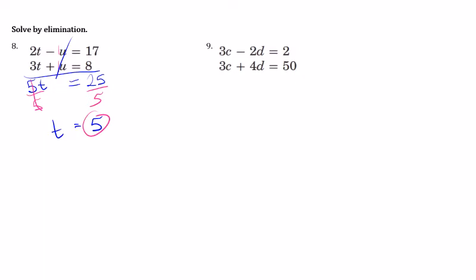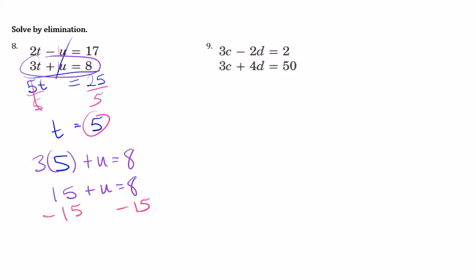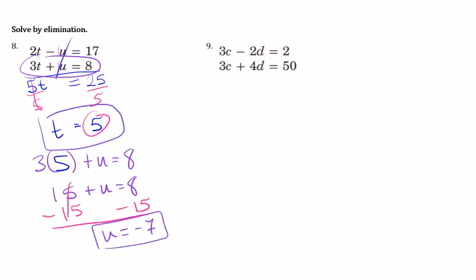I'm going to rewrite this second equation, 3t plus u, leaving space to put the 5 in for t. So I'm going to put that 5 in there. We'll get 3 times 5, which is 15, plus u equals 8. Then we'll subtract 15 from both sides, and we get u equals -7. So we get t equals 5, u equals -7. Those are our answers. That's our solution.